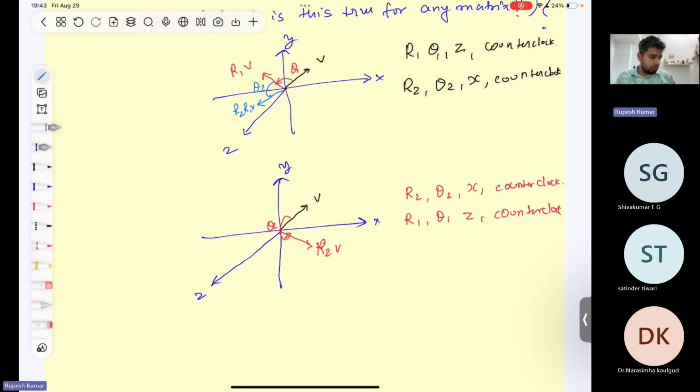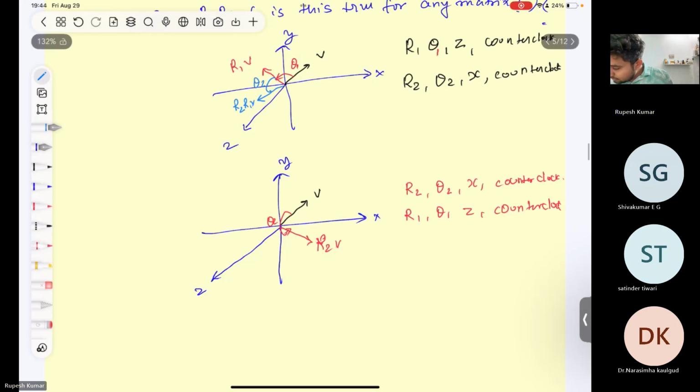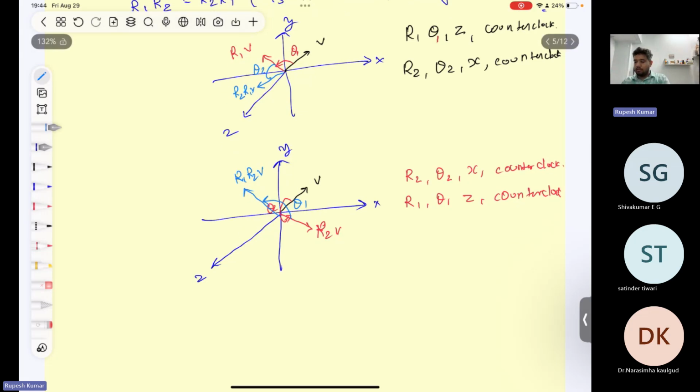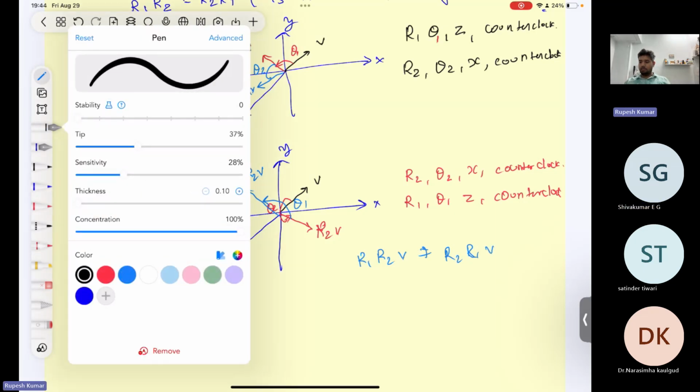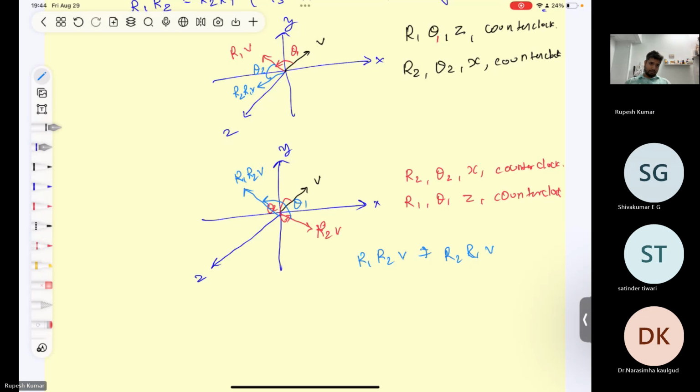So you rotate counterclockwise in the XY plane. So this becomes this vector. This is angle theta 1, and the final vector looks like this. So R1 R2 v, right? So now can you see R2 R1 v? So you can see R1 into R2 into v is not equal to R2 into R1 into v. Everyone, do you agree with this? Just looking at this geometrically. Do you agree with this?